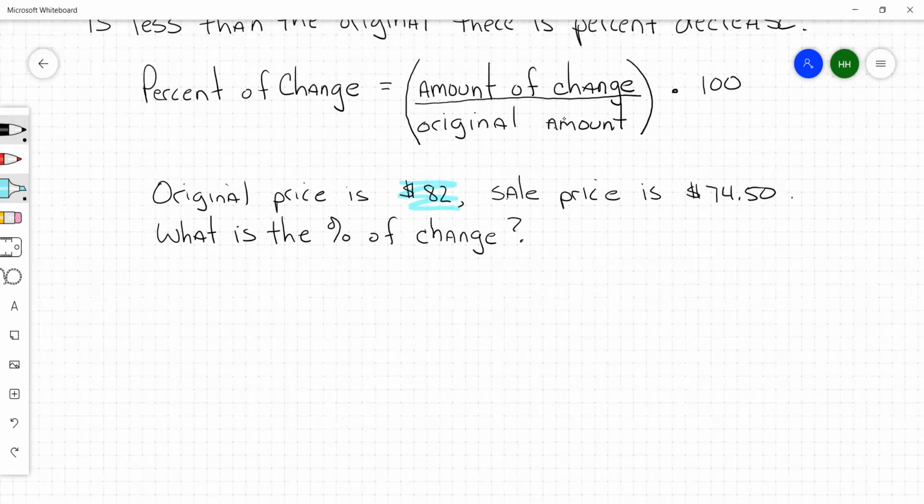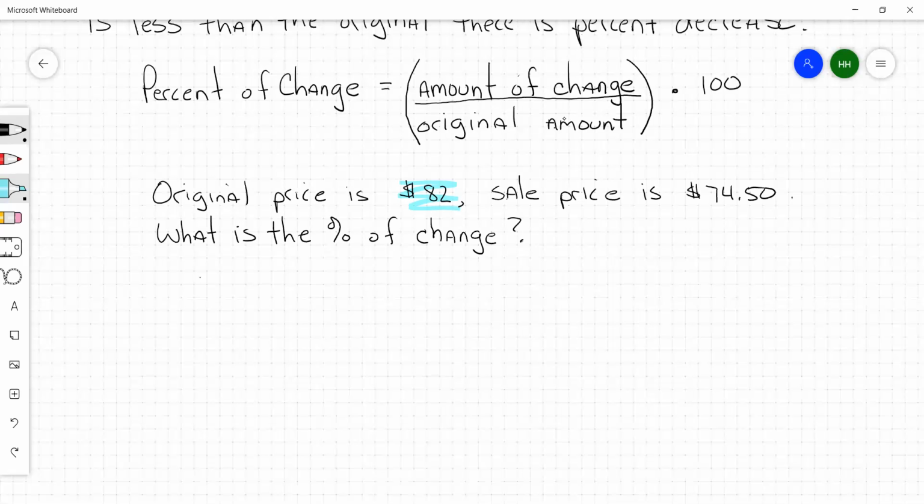In order to find this amount of change, we take the larger of the two numbers. Now look, you're going to have it when the price goes up, and you're going to have it when the price goes down. So obviously you always want to take your larger number and subtract the smaller number. You don't want a negative in the numerator. You don't have negative percents of change. What you have is a percent increase or a percent decrease.